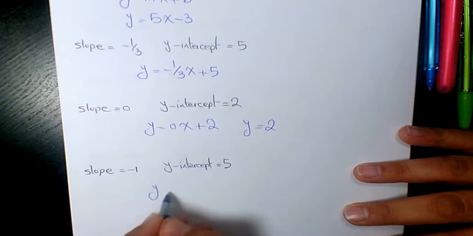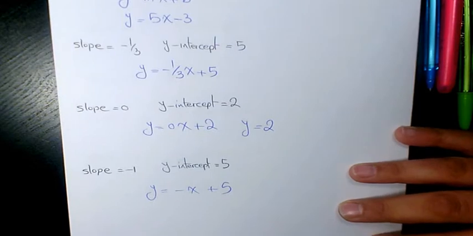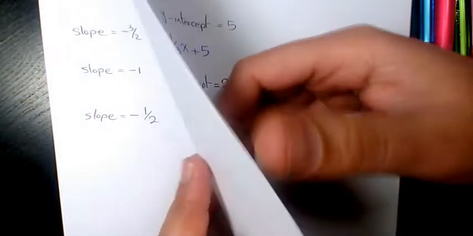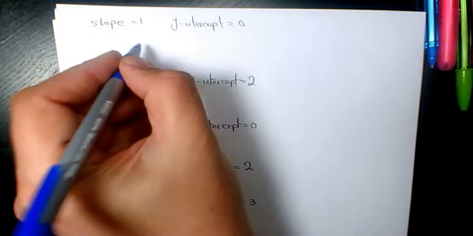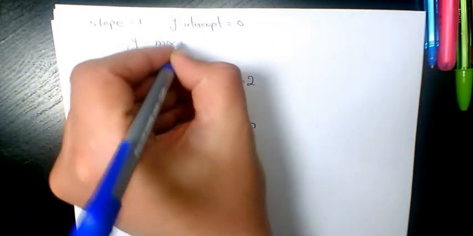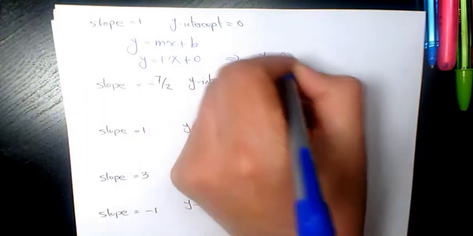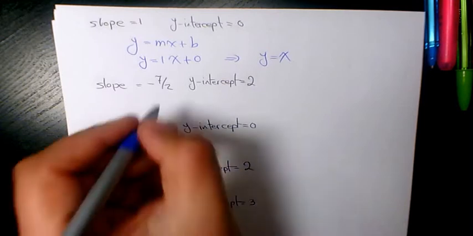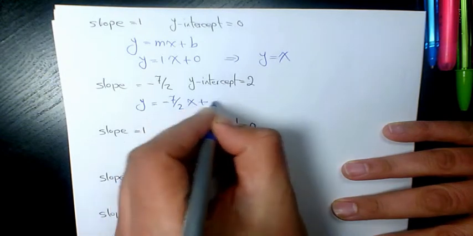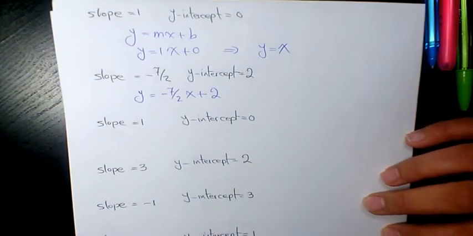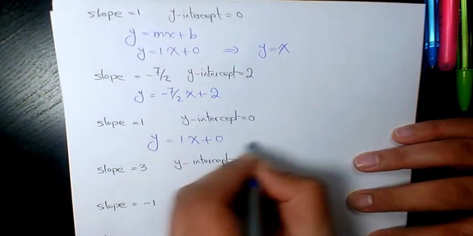Next one, the slope is -1, so it's going to be -x plus 5. So that's going to be the equation of this line. Next one, when the slope is 1 and the y-intercept is 0, it's going to be y equals mx plus b. m is 1, x plus 0, which means y equals x. Next one, we have y equals -7/2 x plus the y-intercept, which is 2. Next one, slope is 1, y-intercept is 0, so 1 times x plus 0, or we can say y equals x.